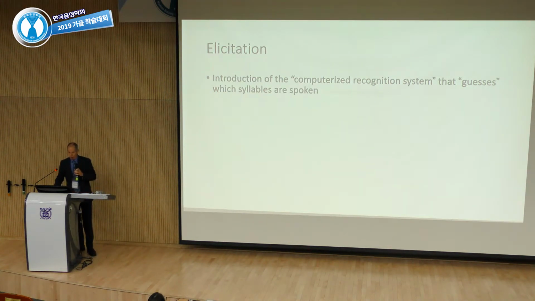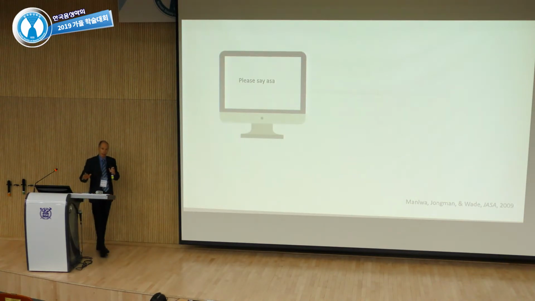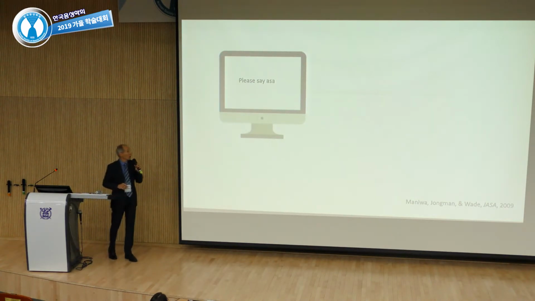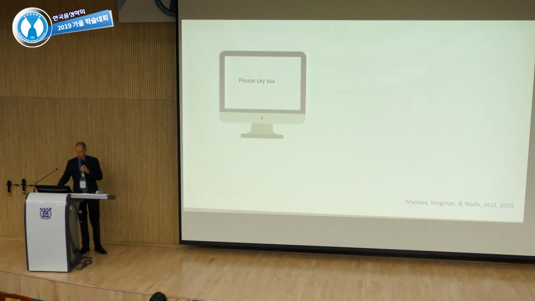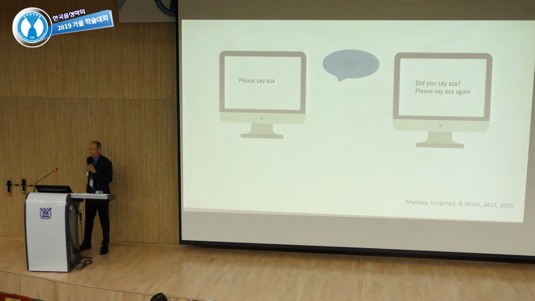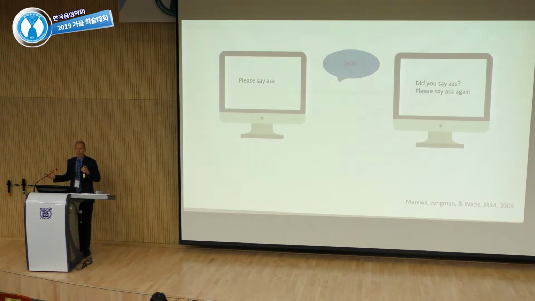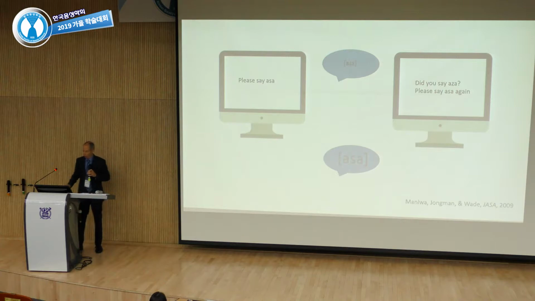Okay, so a trial may look something like this. You're sitting in the soundproof room. You get a prompt that says, please say asa. You produce asa. This is your conversational, your plain production. The computer then says, did you say asa? Please say asa again. So now you have to correct for this voicing error, and you say asa. And whatever you do, presumably you'll make an effort to make that a lot clearer. And so that's our clear production.